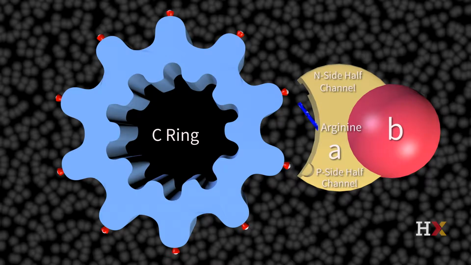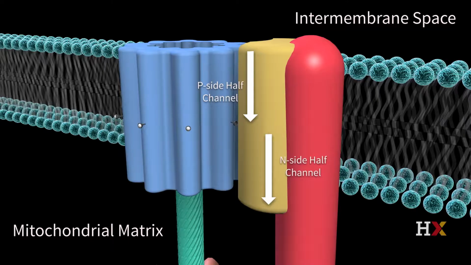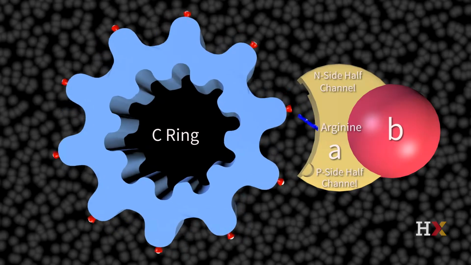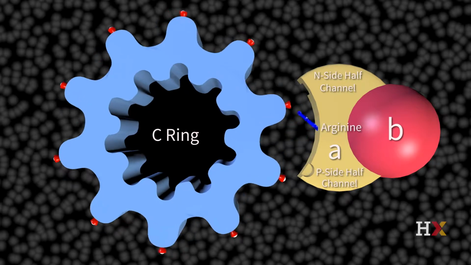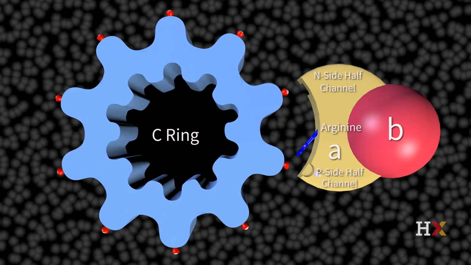The positively charged arginine in its new position triggers the deprotonation of the adjacent aspartate, and the proton is released into the N-side half channel and out into the matrix. With few protons from the matrix available, the reprotonation of this aspartate is unlikely, and now the C ring is free to rotate by one C chain.